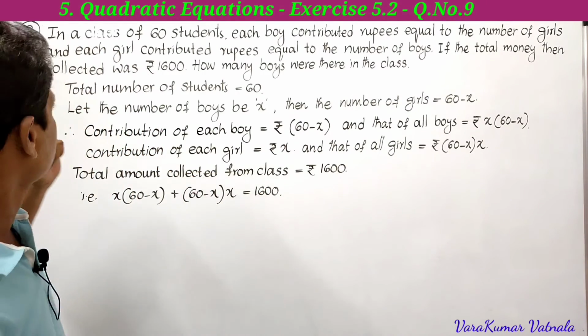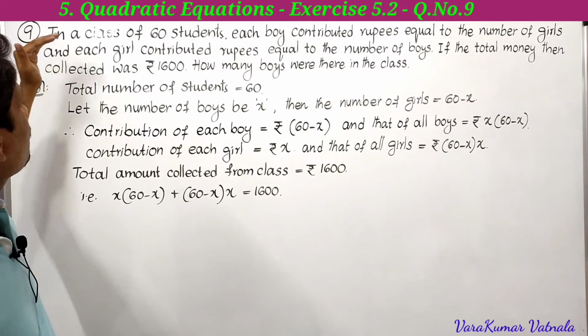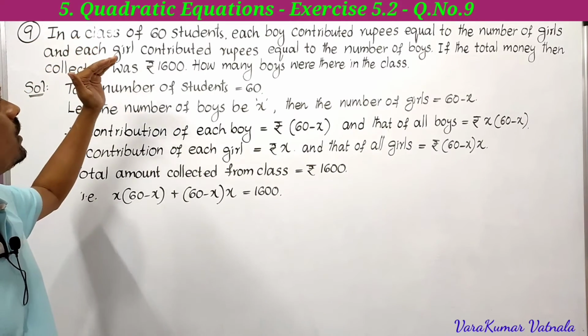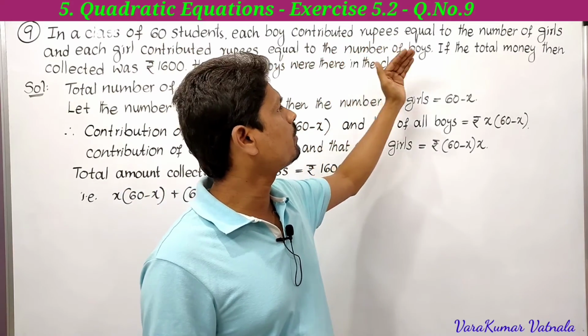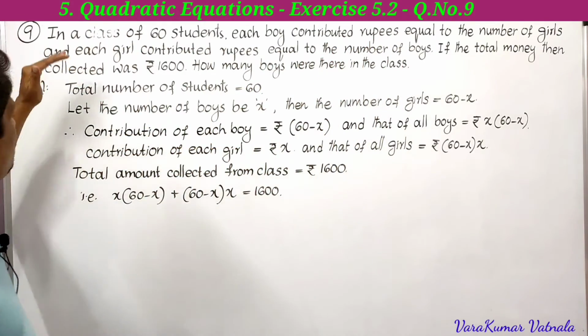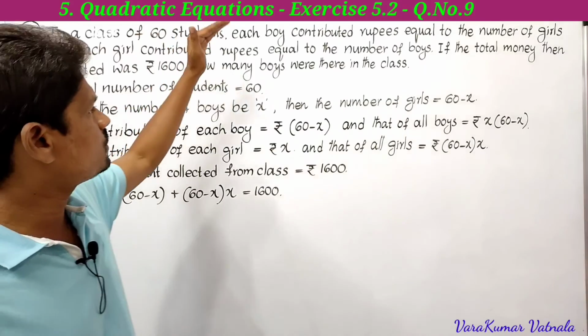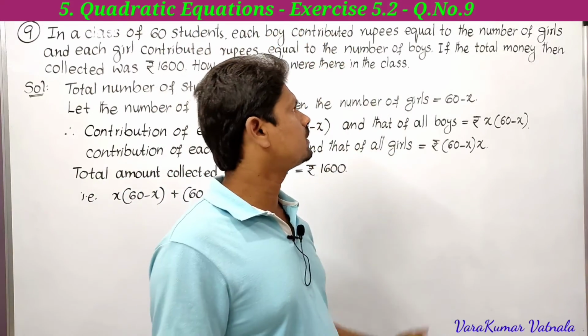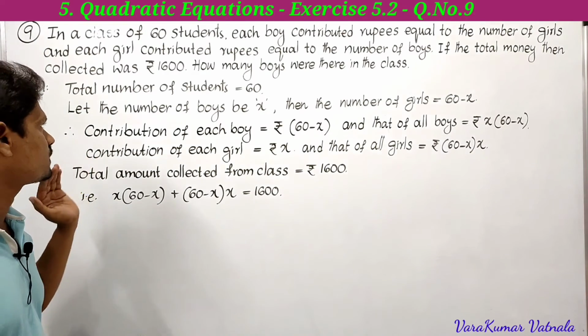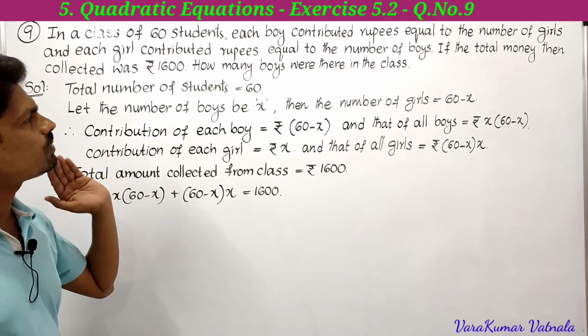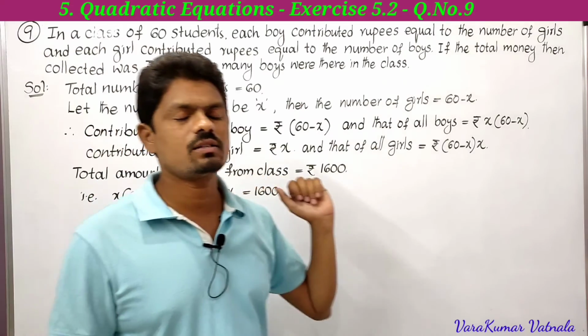See here what he is asking to find: in a class of 60 students, each boy contributed rupees equal to the number of girls, and each girl contributed rupees equal to the number of boys. If the total money then collected was rupees 1600, how many boys were there in the class?